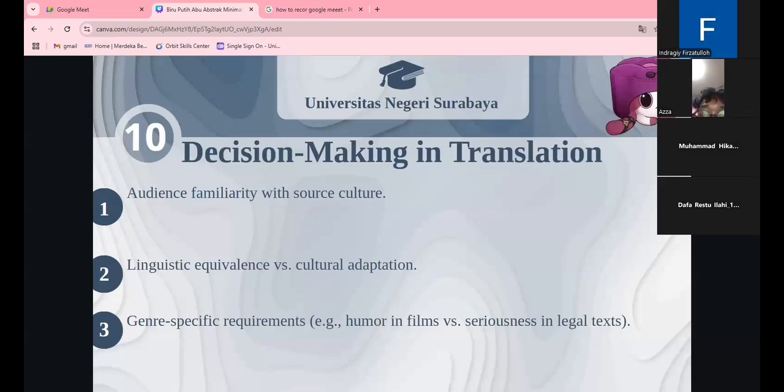In a comedy, capturing the humor of dialect or slang is crucial, even if it means taking more liberties with the literal translation. However, in a legal text, accuracy and clarity are the top priorities. So the translator might focus on explaining the meaning of a specific term rather than trying to find a slang equivalent.